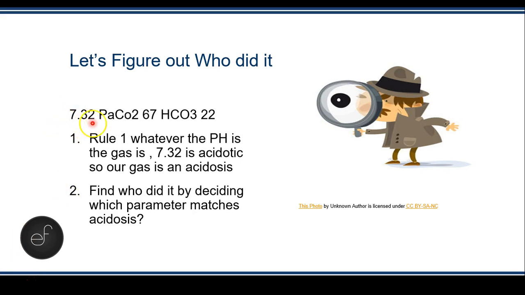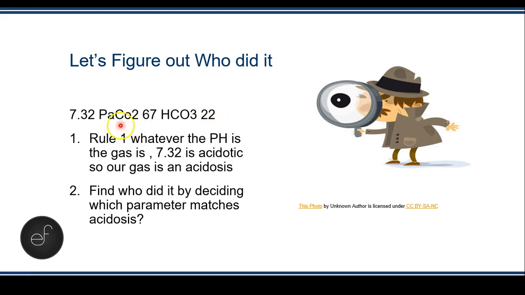So 7.32 is the first thing we're looking at, just that pH. So whatever the pH is, our gas is. Right? So 7.32 is definitely less than 7.35. So anything less than 7.35 is acidotic. So when we're naming a blood gas, we say acidosis. Our gas is an acidosis. And that's going to be the last word of our naming of our blood gas, of our interpretation. Okay? CO2 is 67 and bicarb is 22.